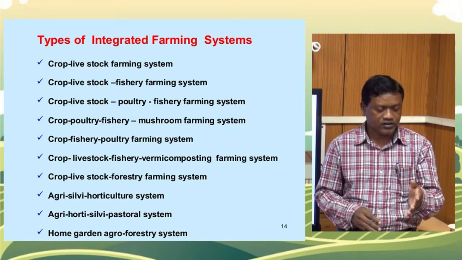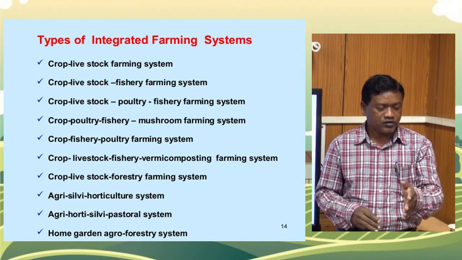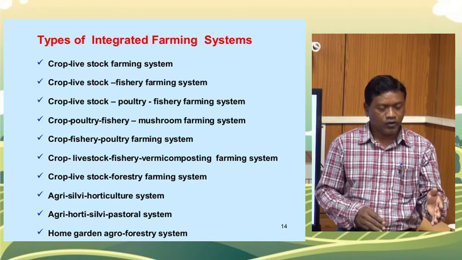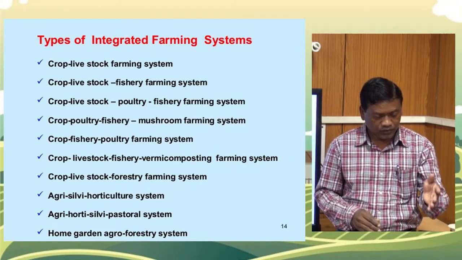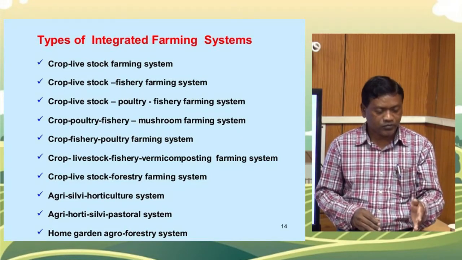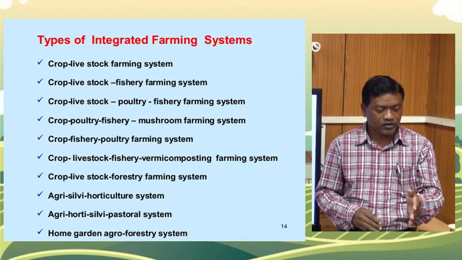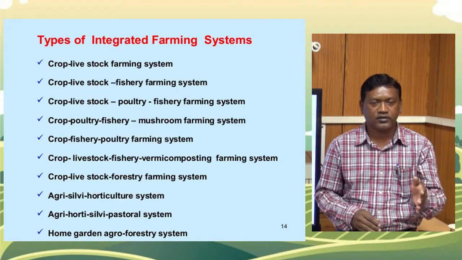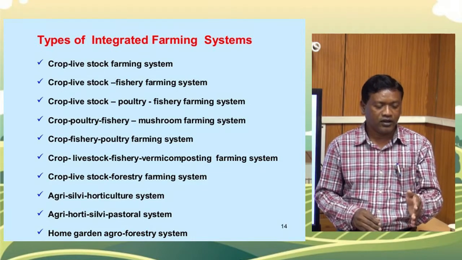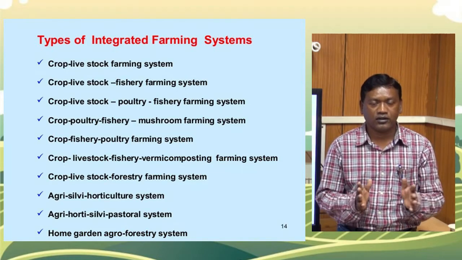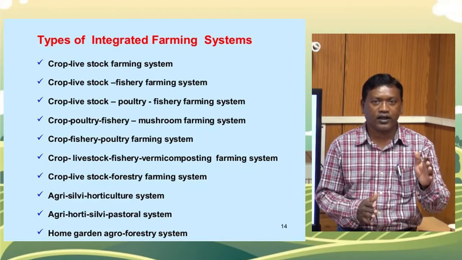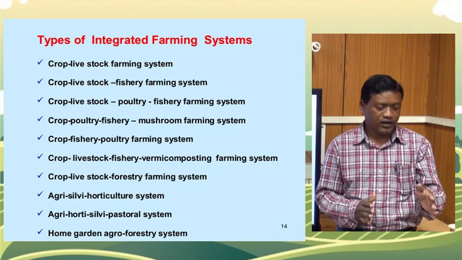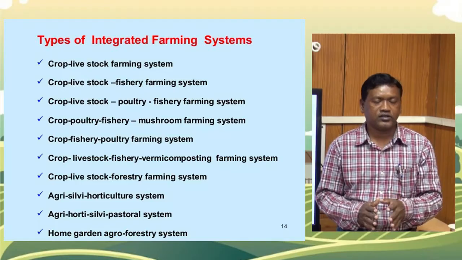Likewise, there are agri-silvi-horticulture systems, agri-horti-silvi-pastoral systems, and the home garden agroforestry system. Agri-silvi-pastoral system means agricultural crops growing with trees, and agri-horti-silvi-pastoral means agricultural crops, horticultural crops, trees, and some grazing. Grazing means some pasture should be there, so that if you have a cow unit, it can graze on the pastoral system. And next is the home garden agroforestry system.